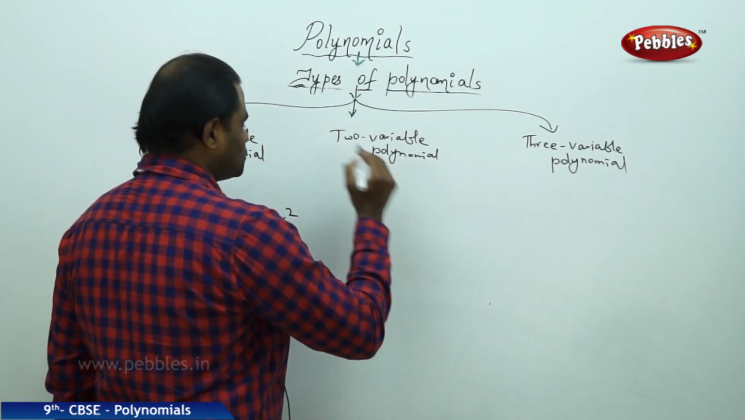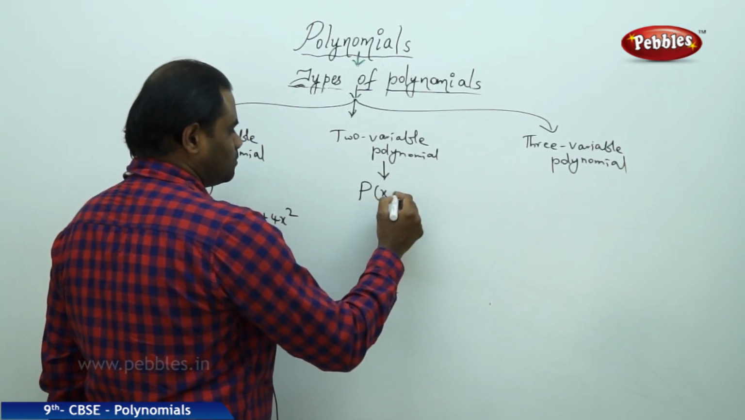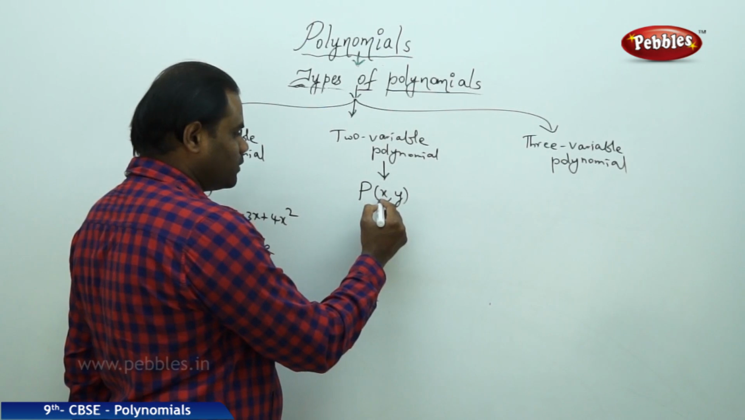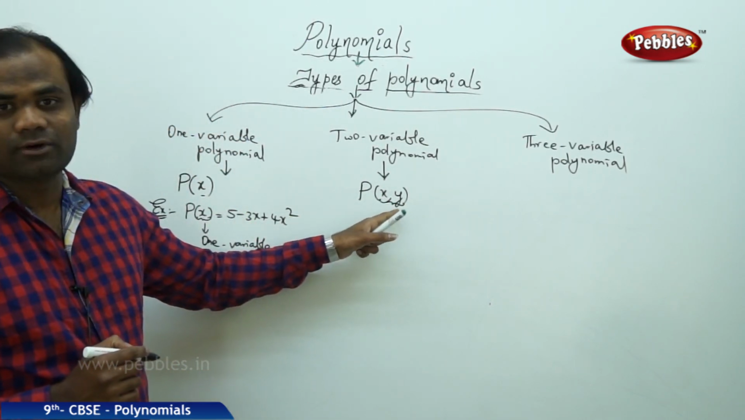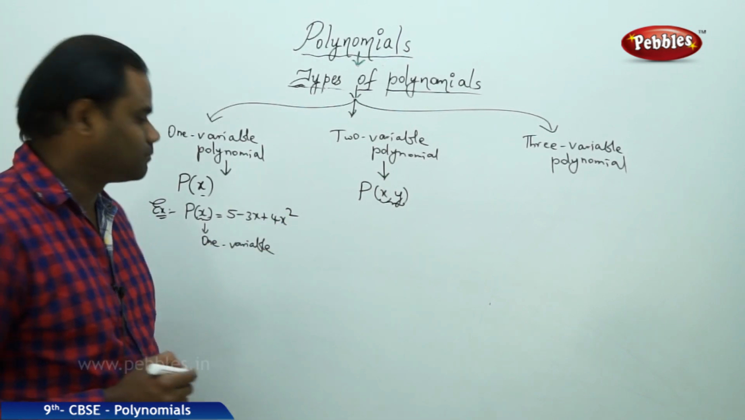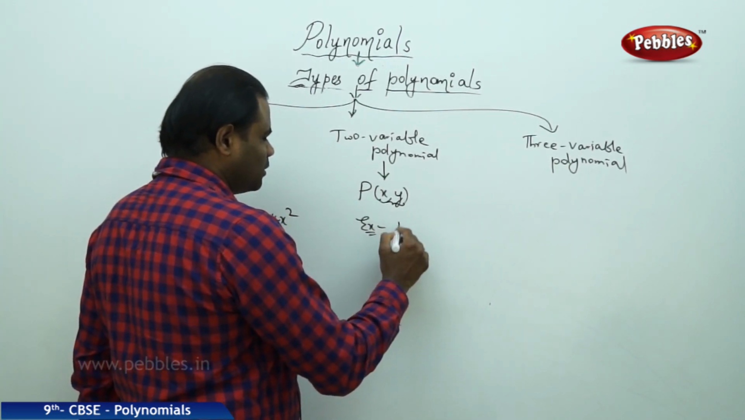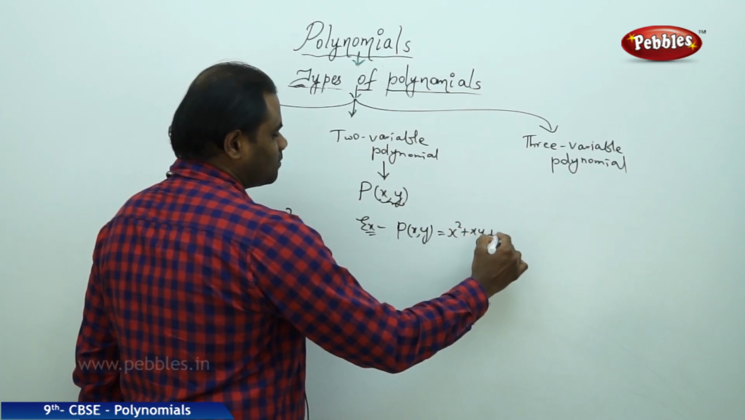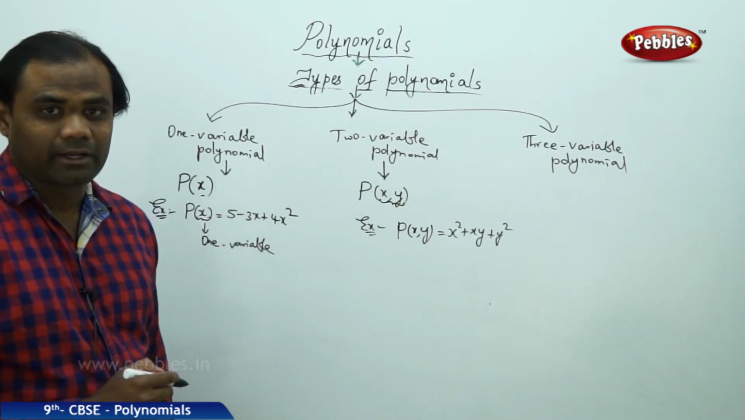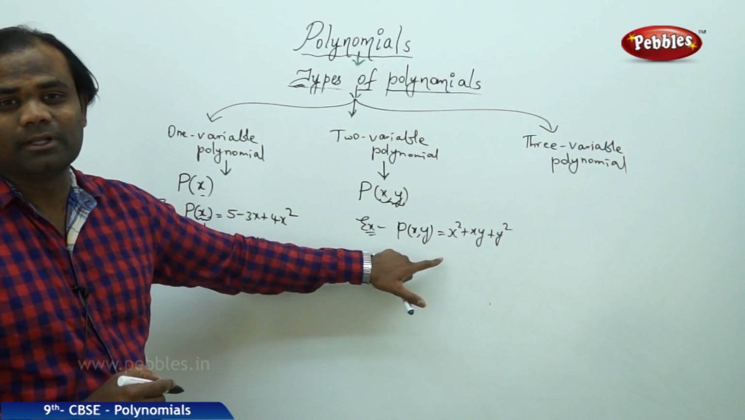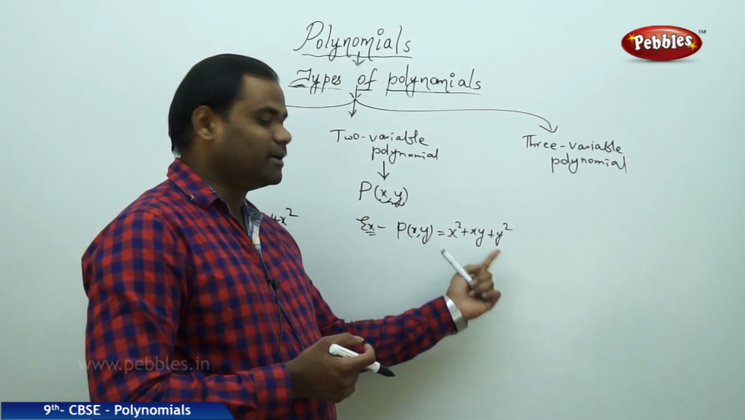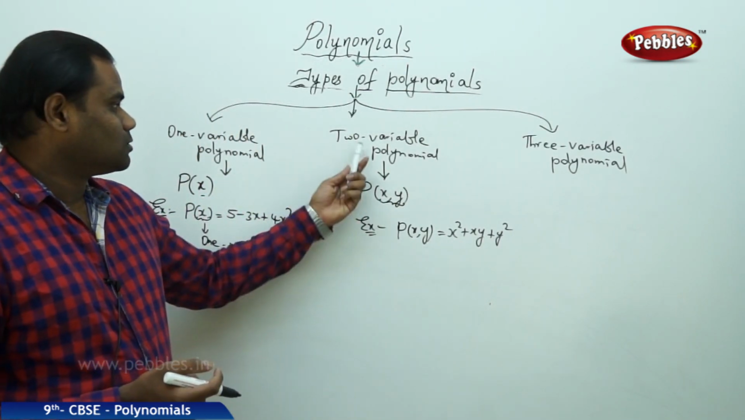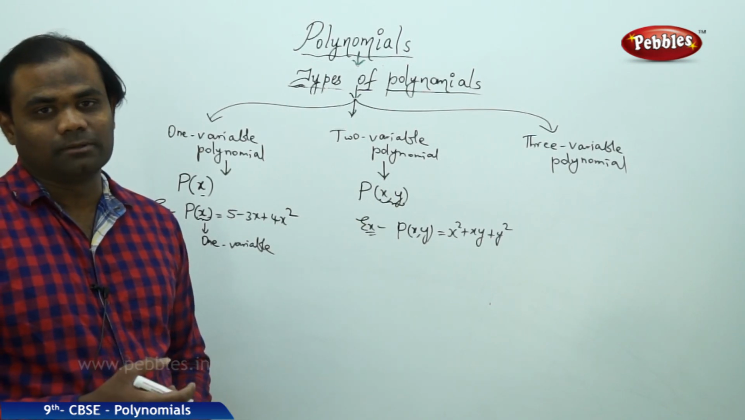That is, if I have a two variable polynomial generally denoted by p of x comma y, then we clearly identify that there are two variables x and y in the case of the polynomial p of x comma y. For example, if I take a polynomial of the form p of x y is equal to x squared plus xy plus y squared, then this is a trinomial of two variables, or a polynomial of two variables x and y. Here the variables being x comma y on the right hand side expression. So this comes to be a two variable polynomial.